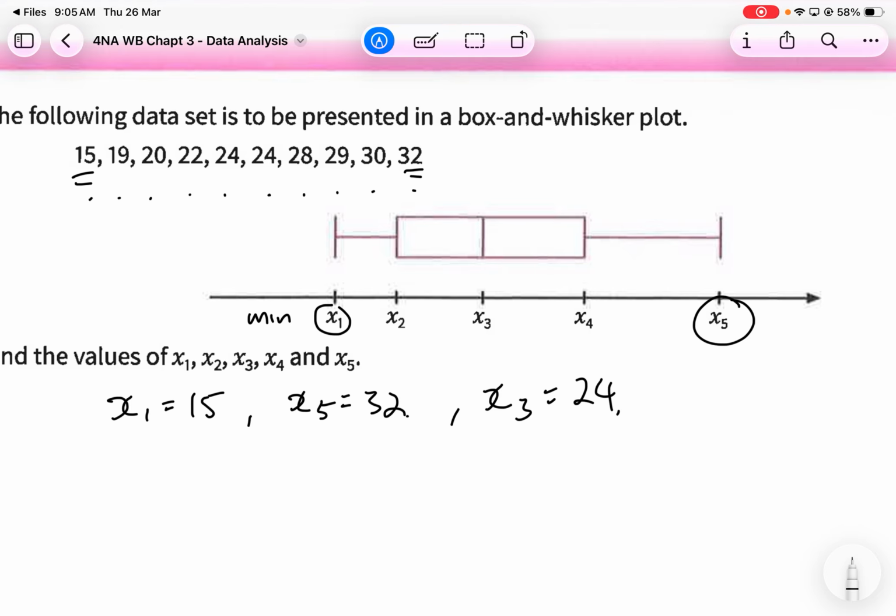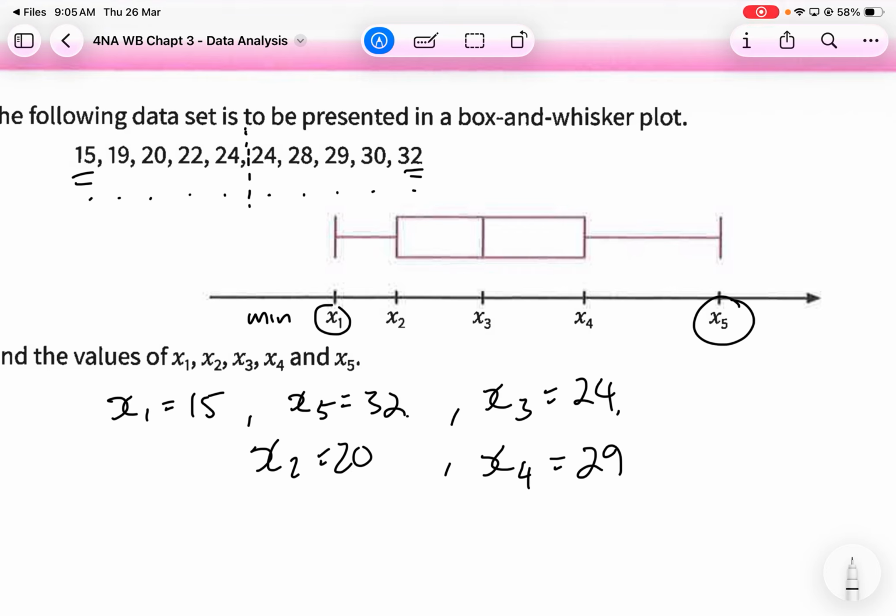Okay, then 5 data to the left, 5 data to the right. Lower quartile or Q1 is the middle of these 5 data. So my Q1 is actually 20. So I can fill in my X2 equals to 20. The middle of the upper half of data is 29. So my Q3 is 29. So my X4 is 29.